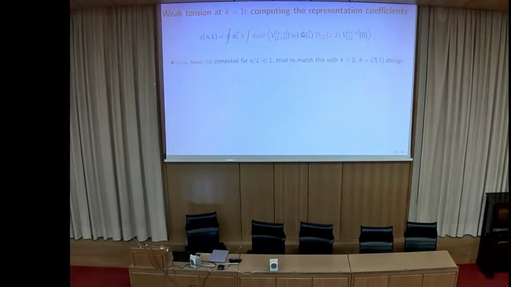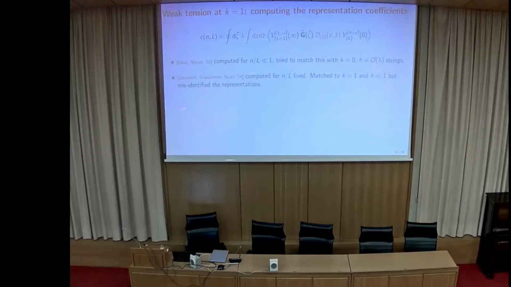Actually, this was done a very long time ago by a guy. They did it with some approximation, including the fact that they took n over L to be small. They were interested in some sort of PP-wave limit. And one confusion is that they were trying to match with the Ramond-Ramond case, which is the right place. We know that it should be matched with k equal 1.